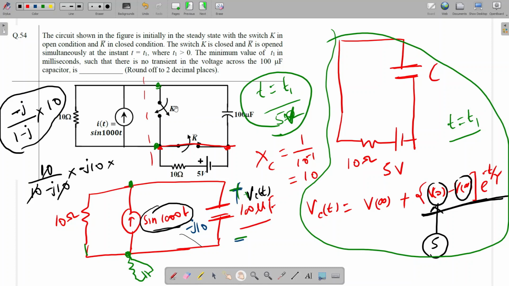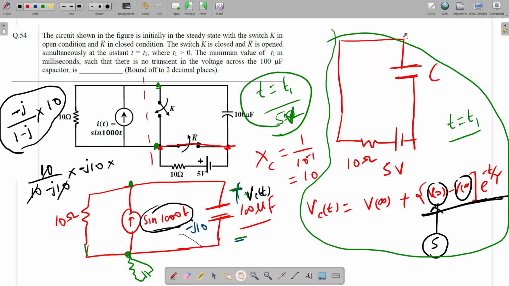See, T is equal to 0 minus, okay? This is open and this is shorted, okay? So this is open, this is shorted, which means I am trying to write this capacitor voltage in terms of time at T is equal to 0 minus, okay? So at T is equal to 0 minus, this circuit will be there. This part is shorted, so I connected this here. So this J by 1 minus J, into 10.